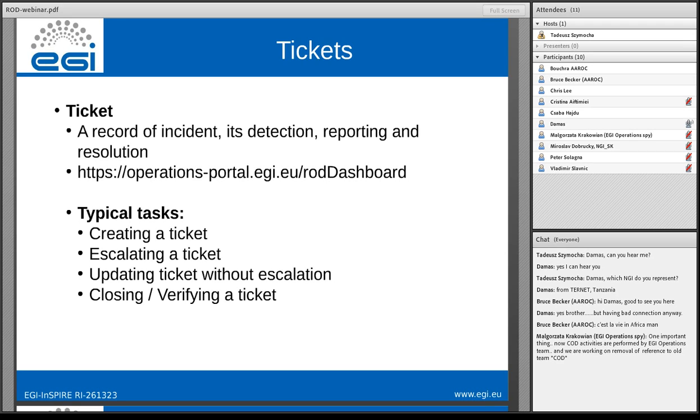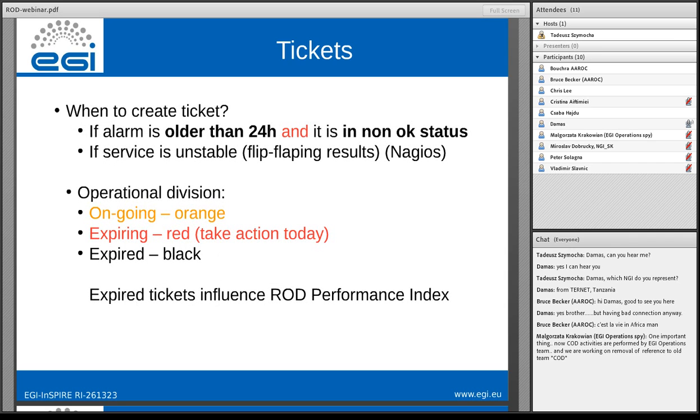So now we know how to handle issues. We can move to the second topic out of four. This is tickets. A ticket is a record of an incident, its detection, reporting, and resolution, and it should be handled in the operational dashboard. A typical task which we have during the duty shift is creating a ticket, escalating, updating a ticket without escalation, or closing and verifying a ticket.